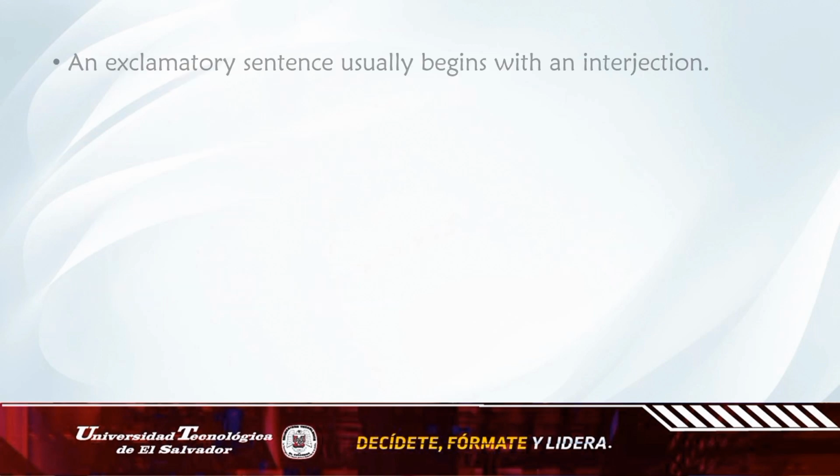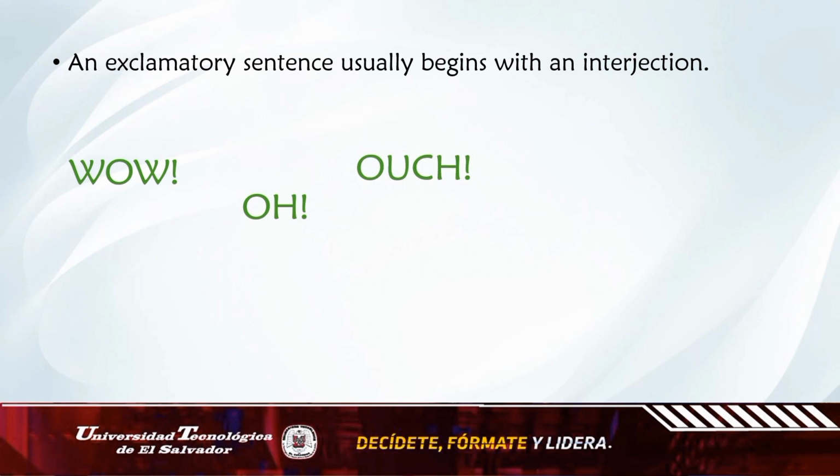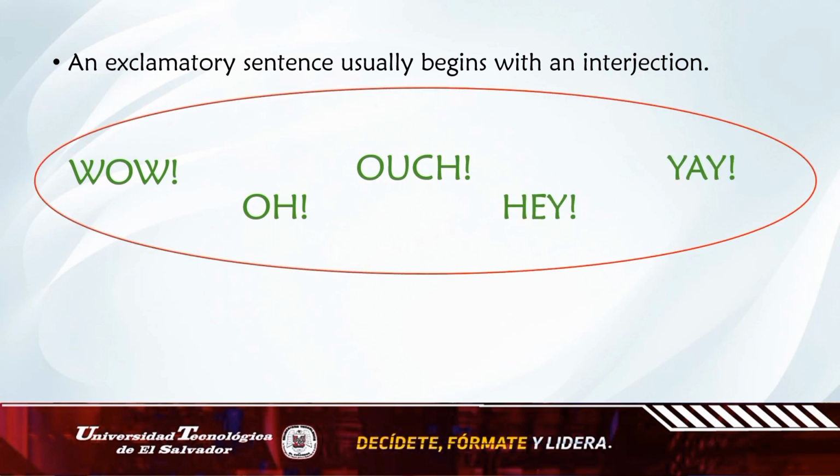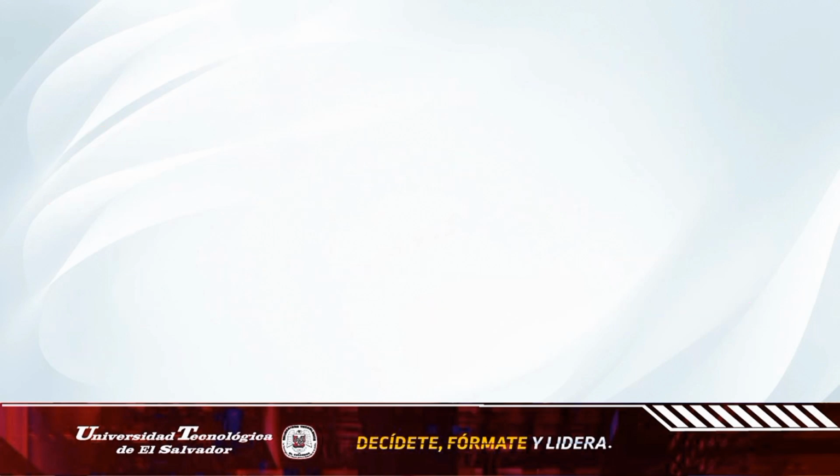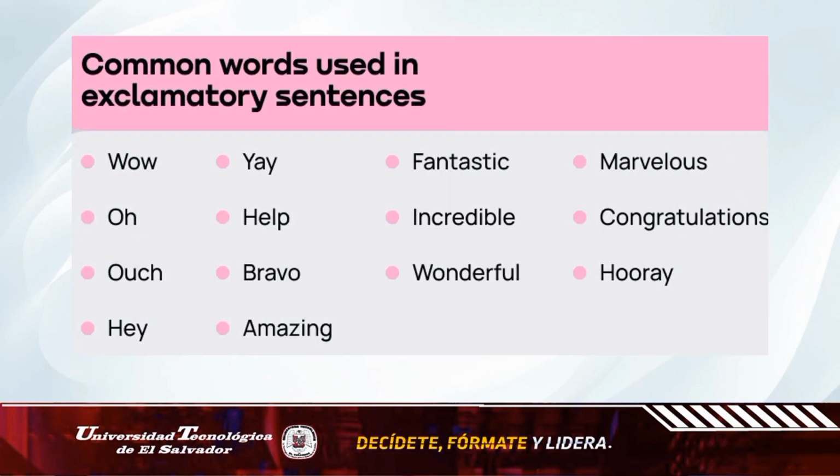An exclamatory sentence usually begins with an interjection, such as wow, oh, ouch, hey, or yay. This interjection is followed by a subject and a verb, and sometimes an object. The sentence ends with an exclamation mark to indicate the strong emotion being expressed. For example, wow, you look amazing in that dress! And here is a list of the most used words in exclamatory sentences.